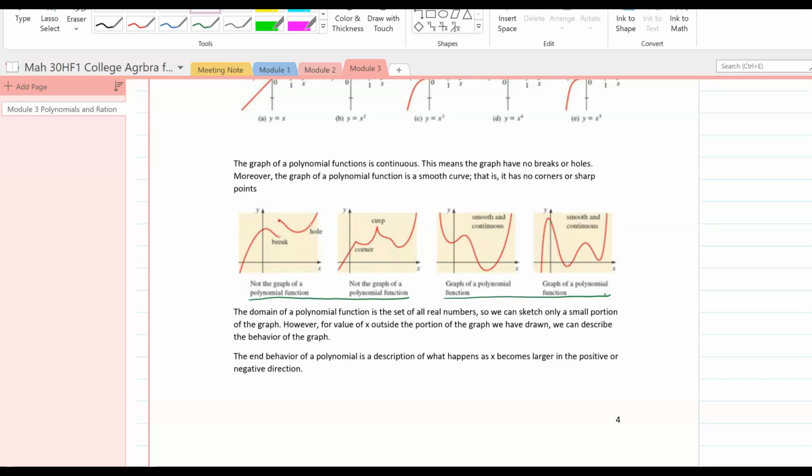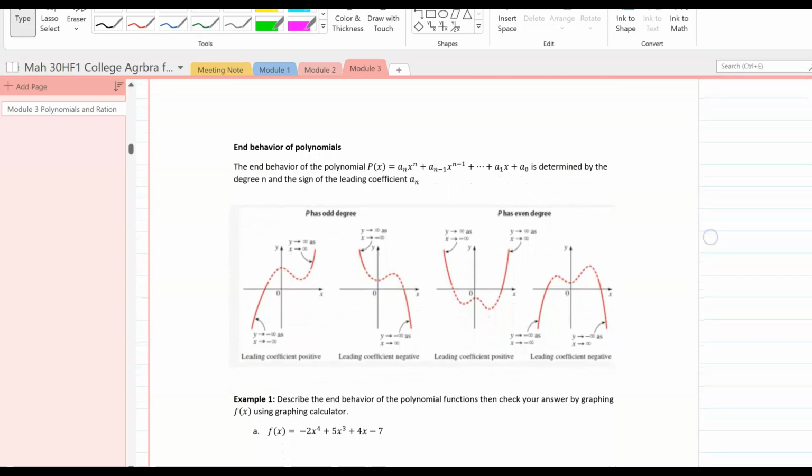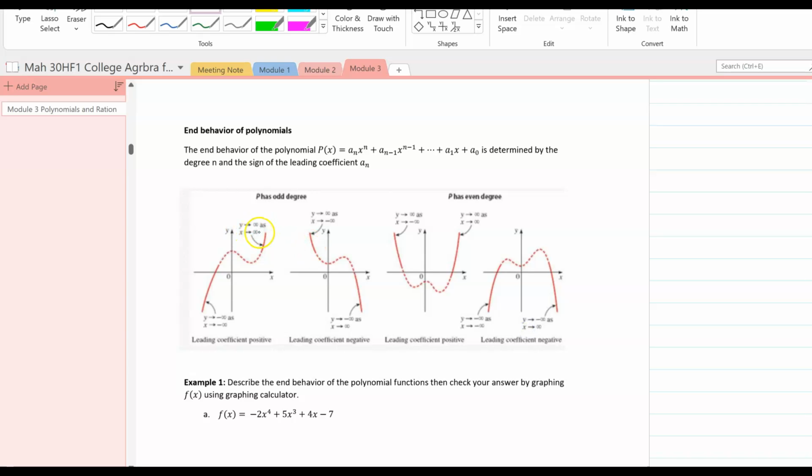The end behavior of a polynomial is a description of what happens to the function when x becomes larger in both the positive and negative direction. So let's take a look at the end behavior of the polynomial. If the polynomial has an odd degree and the leading coefficient is positive, then as x approaches infinity, y approaches infinity, and as x goes to negative infinity, y also goes to negative infinity. Whereas if the coefficient is negative, it swaps around.